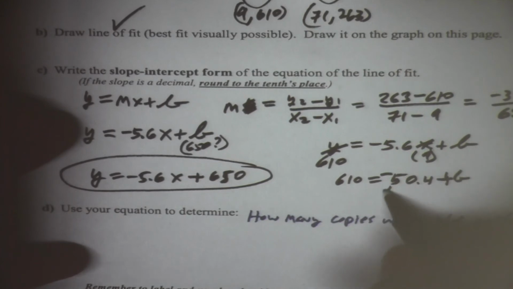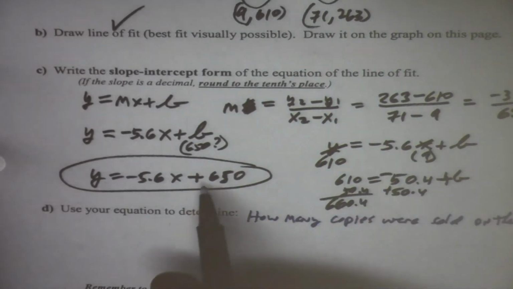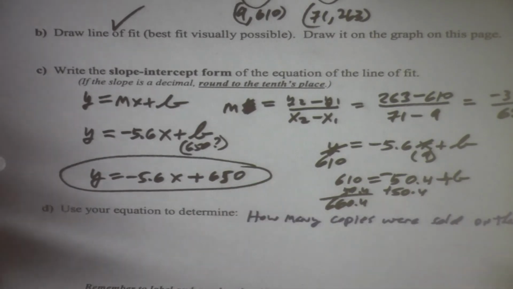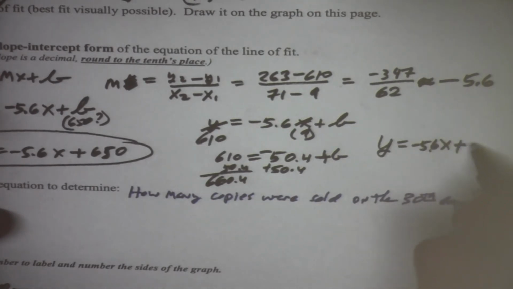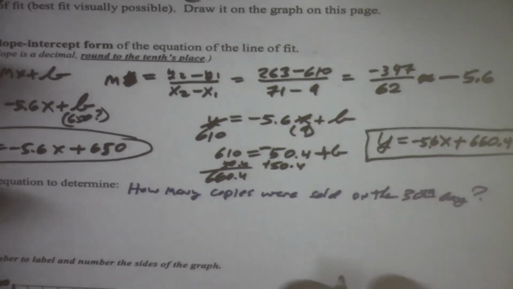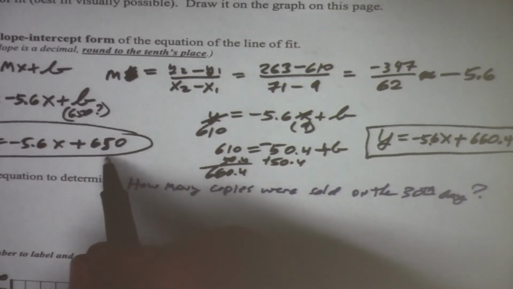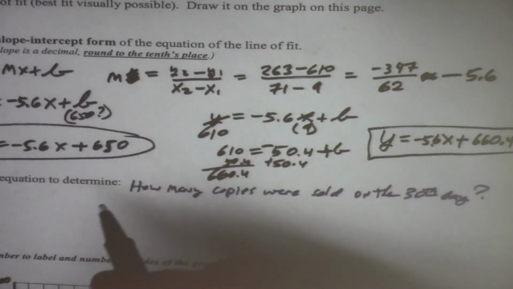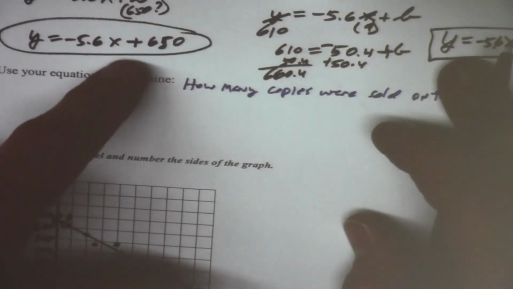Now when I add 50 plus 0.4 to both sides, I get 660.4. That's pretty close to the estimate I was making there. But now we have a more precise answer. Y equals negative 5.6x plus 660.4. That would be a better equation to use. I would accept this because it makes sense with the graph. I do want people to be able to do this, but realistically, having the graph, if you can extend the line carefully, it would make sense to estimate that.